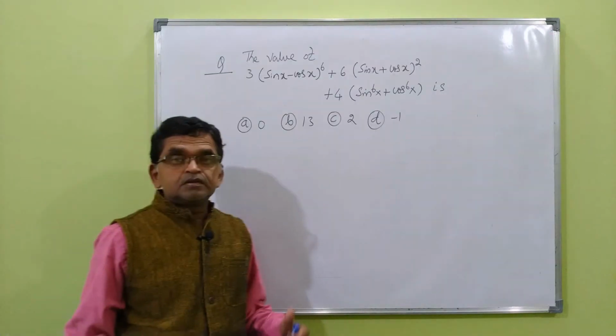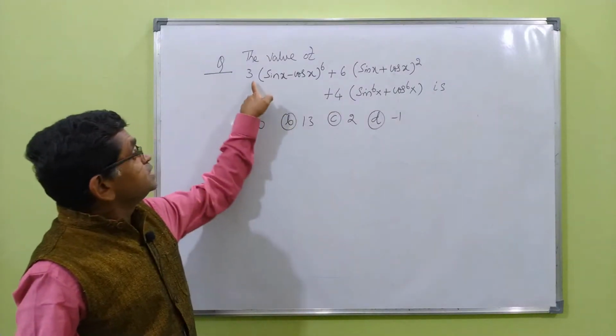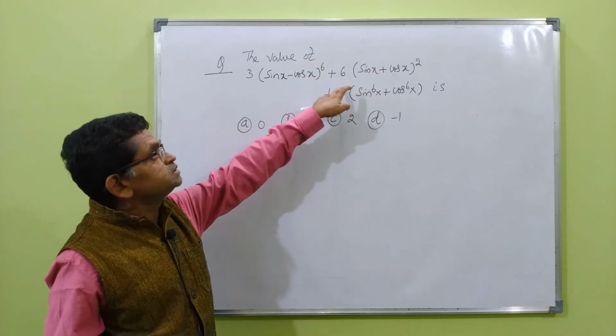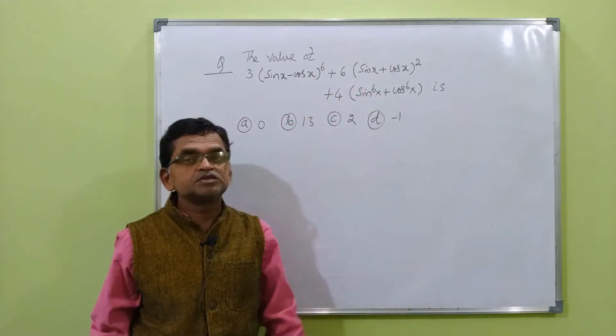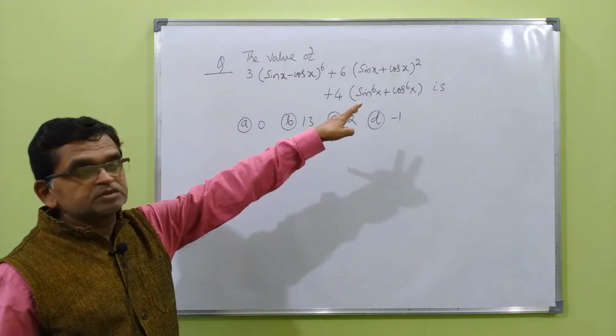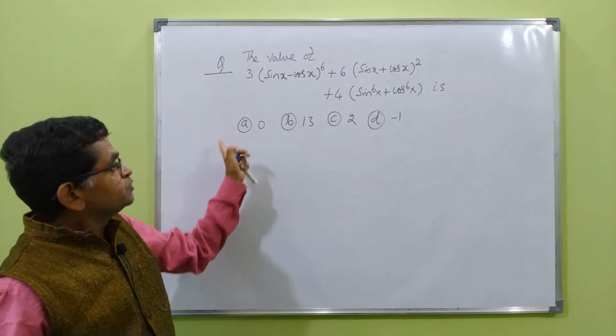Okay, now the value of 3 into (sin x minus cos x) to the power 6 plus 6 into (sin x plus cos x) whole squared plus 4 into (sin to the power 6 x plus cos to the power 6 x) is. There are 4 options.